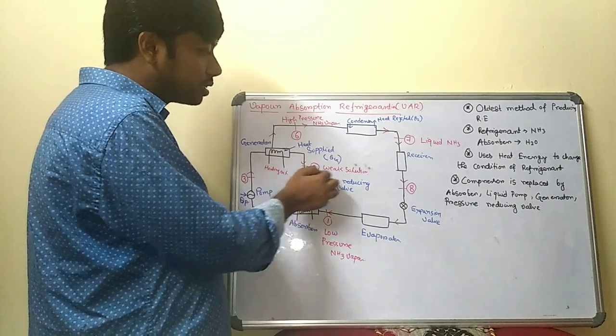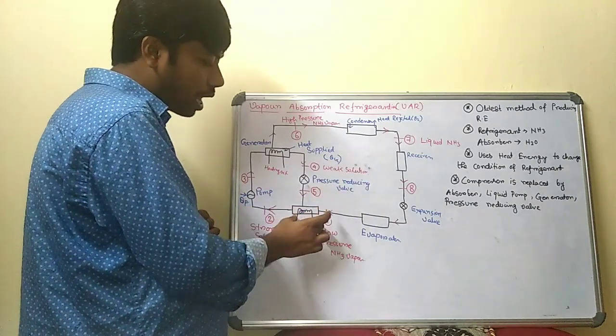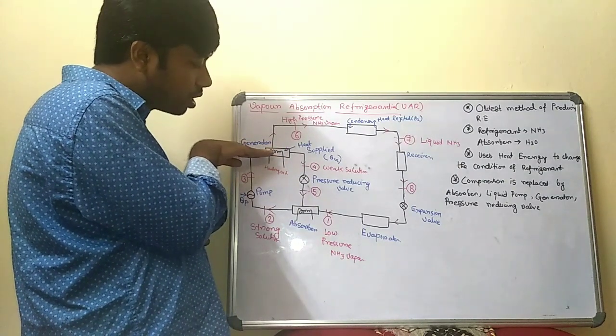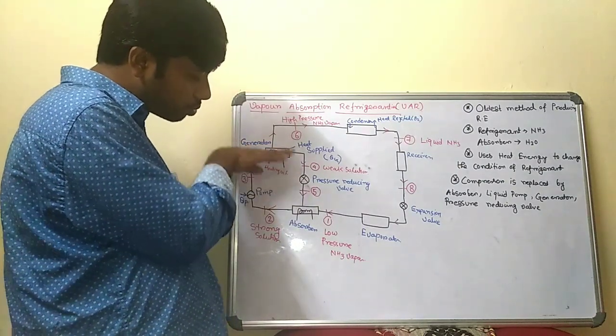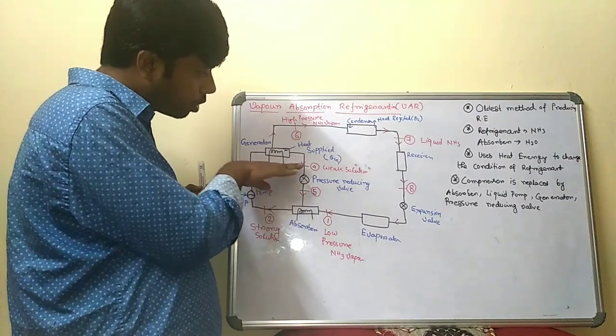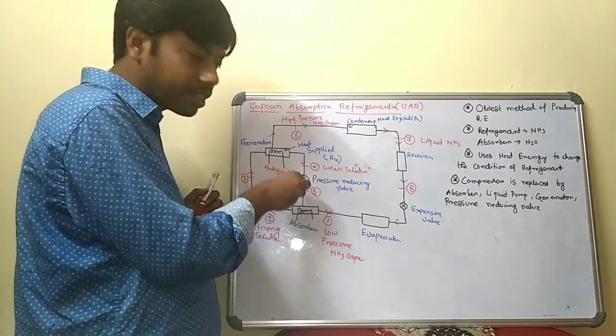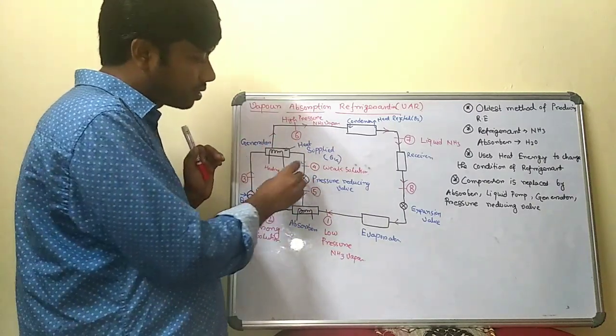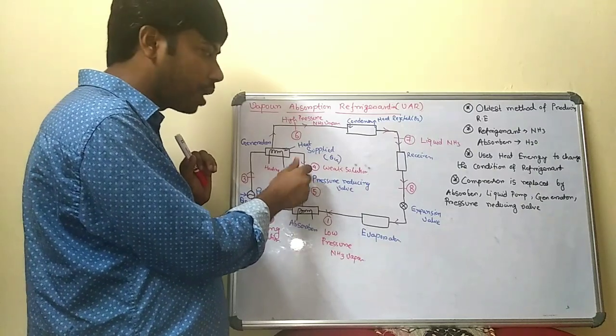to the absorber. This is called the weak solution, and it goes back to the absorber through the pressure reducing valve. Because it is a high pressure zone, you have to go to the low pressure zone, so you have to use a pressure reducing valve to transfer it from the high pressure side to the low pressure side. That's why it is used here.